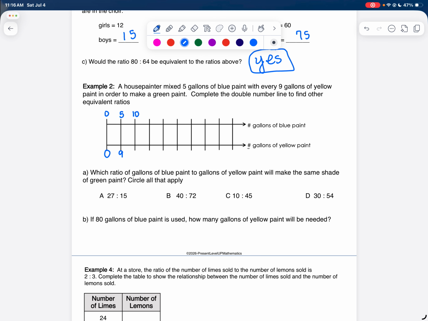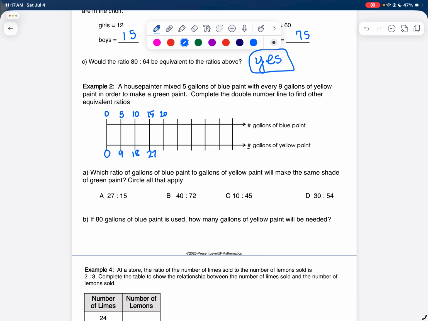If I double 5, I get 10. If I double 9, I get 18. I could triple it. If I triple 5, 5 times 3 is 15. 9 times 3 is 27. But I hope you see that you're going to have multiples of 5 on the top row and multiples of 9 on the bottom row.